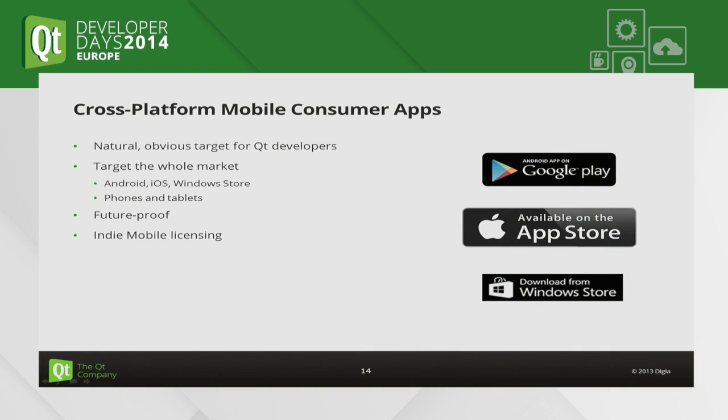Yeah, if you want to do mobile apps, and you're a Qt developer, it's a very natural tool to take. You can target the whole market at once, so Android, iOS, and Windows Store, phones and tablets, all different versions of Android. You don't need to select your priorities, which one to target first. Or if you have multiple guys, you don't need to have one guy working for Android and the other one for iOS, and then when you fix a bug, you need to somehow magically sync between the platforms.